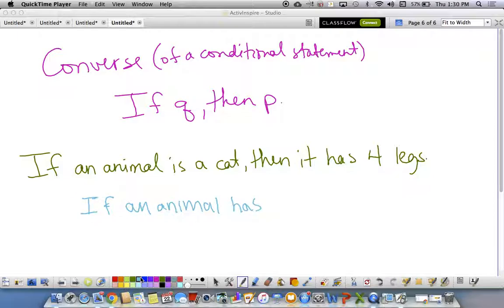Oh wait, do you see what she just did? She reversed it. The conclusion and the hypothesis. Okay, but what does the conclusion say? It has 4 legs. Did she immediately put if it has 4 legs? What did she do? It is an animal. Okay. So thank you very much. If an animal has 4 legs, then it is a cat.